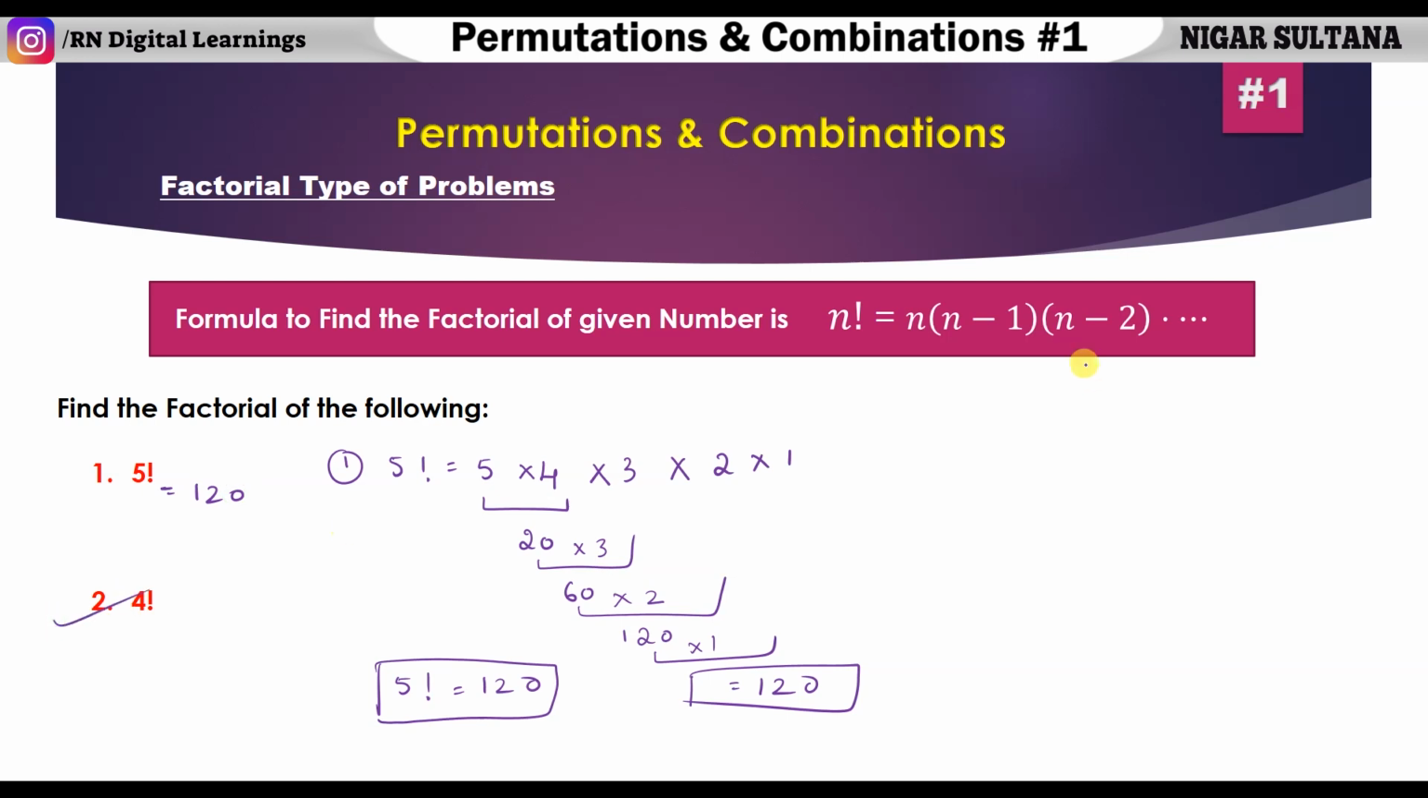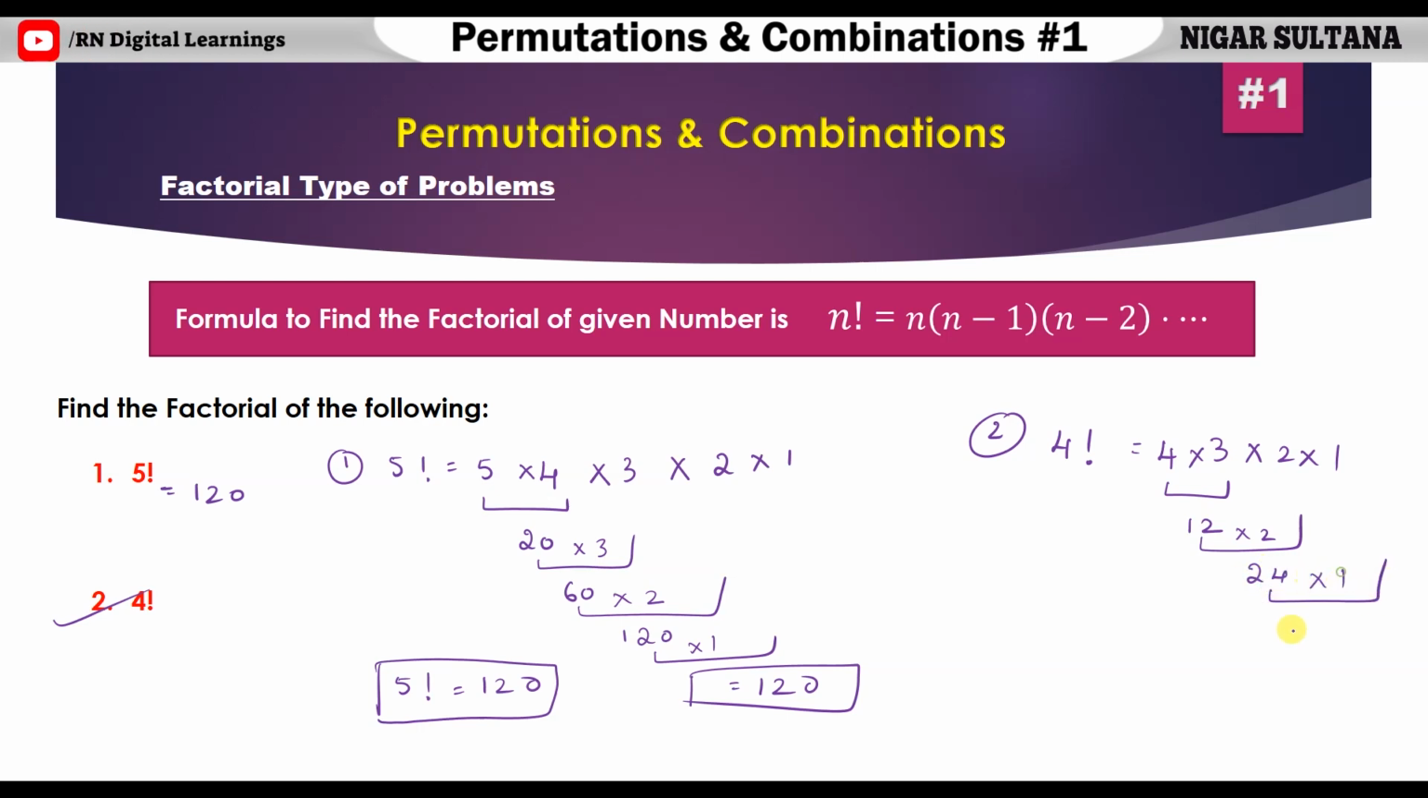Now let's find what 4 factorial is. Similarly, 4 into, going backwards till 1, 3 into 2 into 1. So what is 4 into 3? That is 12. 12 into 2 is 24. Into 1 is 24. The value of 4 factorial is 24.